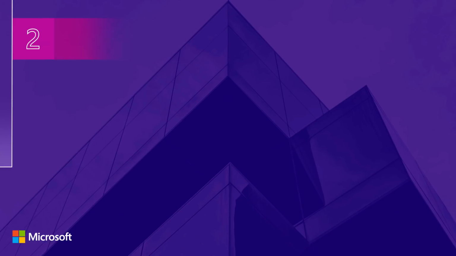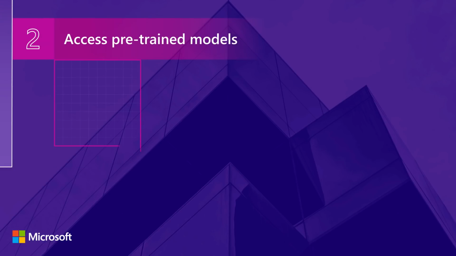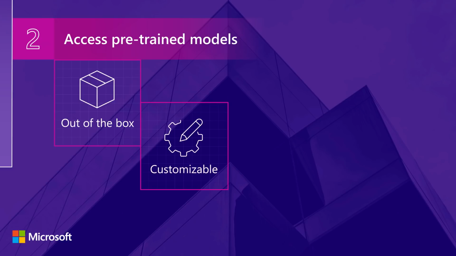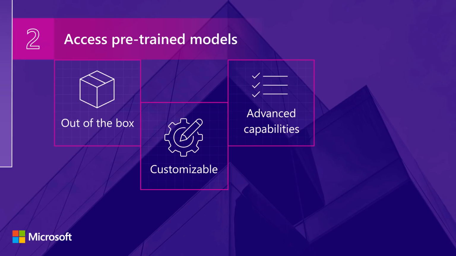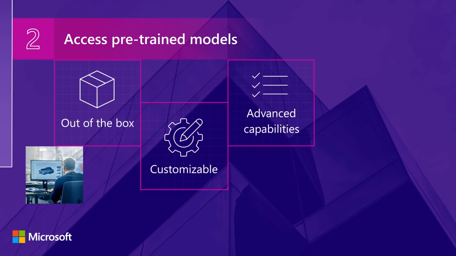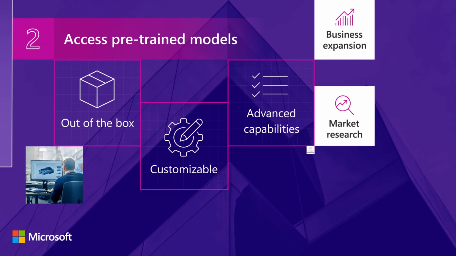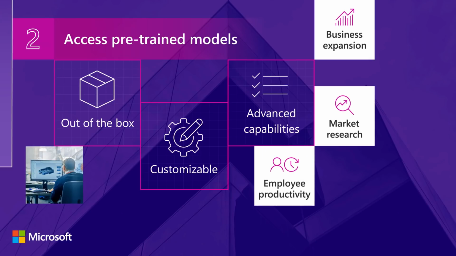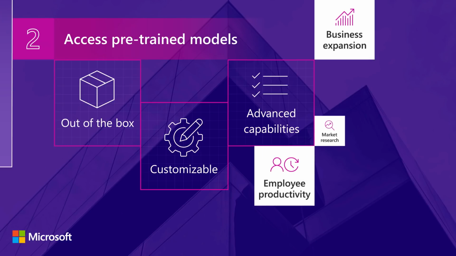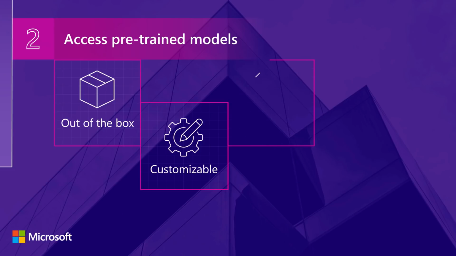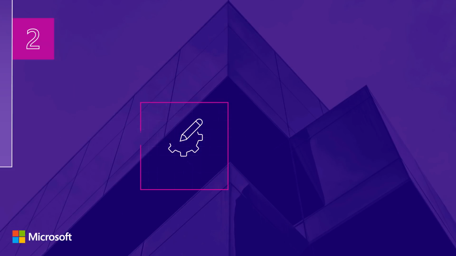Second, they can also access a growing list of pre-trained AI models, which can be used out of the box or customized for their own unique needs. These models have advanced capabilities in automated content creation, information summarization, and customer predictions, for example, and can be used to improve key areas like market research, product and revenue expansion, and employee productivity. What's important is that organizations don't need to build the infrastructure, train models from scratch, or invest heavily in data science resources to take advantage.